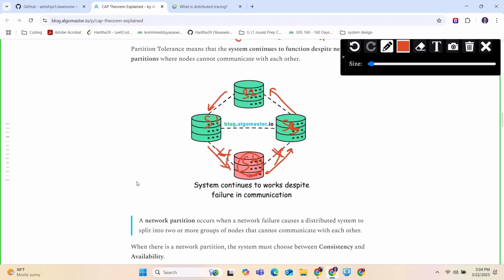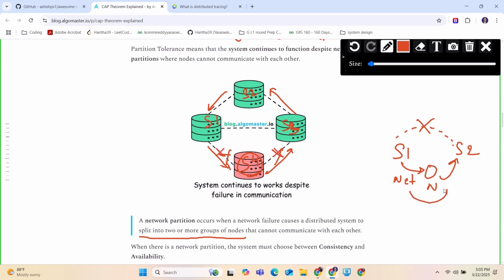A network partition occurs when a network failure causes a distributed system to split into 2 or more groups of nodes that cannot communicate with each other. Why should the network be partitioned? Suppose in a distributed system, this is one system and this is another system, and this is a network. If this fails, then you should have some other kind of network strategy. This is one network and from here it may go. So if this fails, this will work fine.